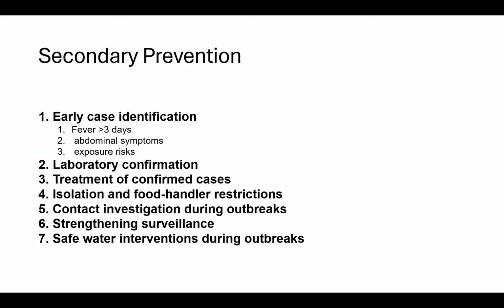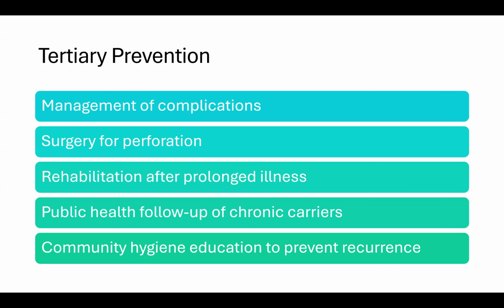Now we come to secondary prevention, which is first of all early case identification. If the fever is greater than 3 days, if there are abdominal symptoms, or if there is exposure risk present, then by laboratory confirmation, treatment of confirmed cases, isolation and food handler restrictions, and contact investigation during outbreak, strengthening surveillance system, and safe water intervention during outbreak.